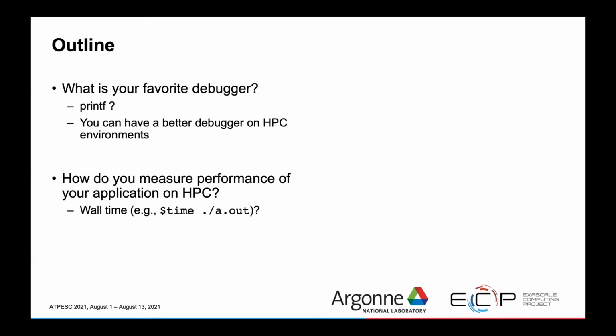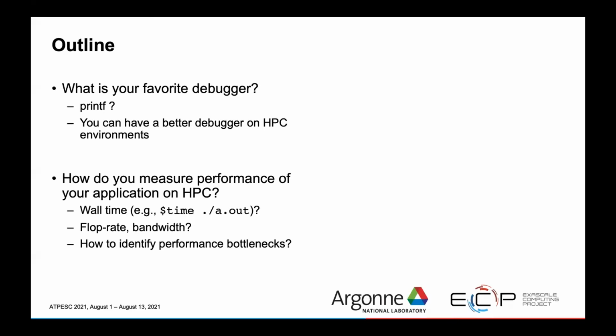And how do you measure the performance of your application on HPC? So probably you will just measure wall time, right? Time dot a dot out. This is the easiest way to measure your performance. Or maybe you measure flop rate or the memory bandwidth. But after measuring that, if you find out your kernel has a very low flop rate or low bandwidth or very slow wall time, what do you need to do? So we need to identify what is the performance bottleneck on a specific platform, right?